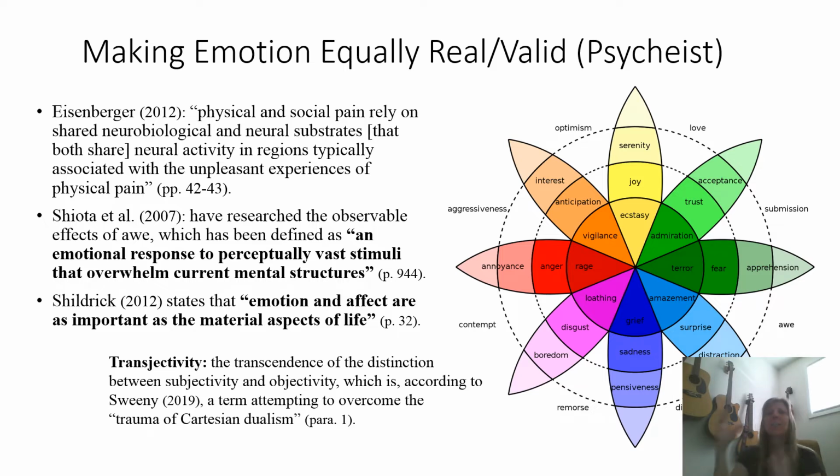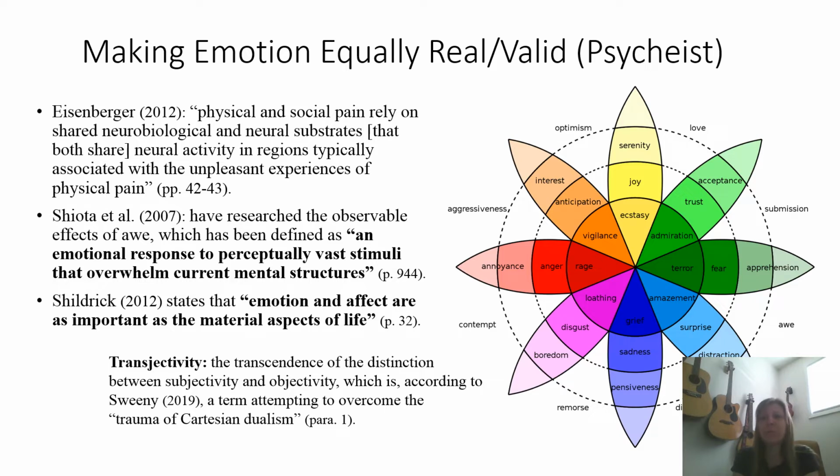So instead of a Cartesian way of looking at the ego as acting on and dominating the other parts of the brain, there's maybe a correlational relationship between the parts where the influence is multidirectional. This renders ideas of ontological superiority of one part of the brain over another meaningless. Shioda et al. state that an emotional response to perceptually vast stimuli can overwhelm current mental structures. Therefore, this research suggests emotional capacities can override mental machinations.